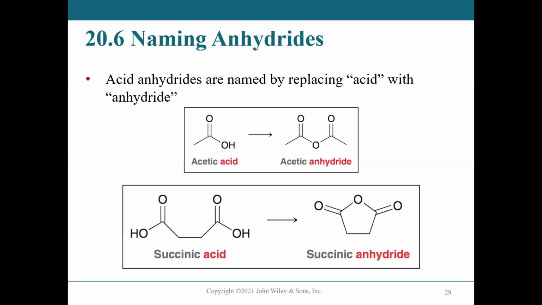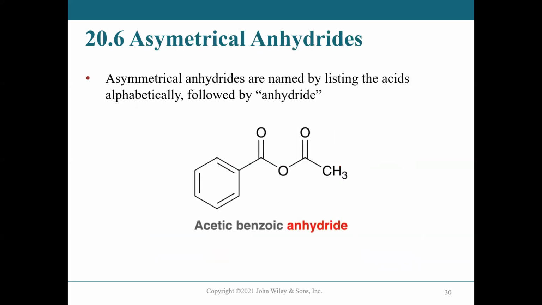Acid anhydrides are named by replacing acid with anhydride. So you can see this acetic anhydride, and we can see succinic anhydride on the bottom. And these are symmetrical anhydrides. You can see they're symmetrical, and there's also asymmetrical anhydrides. And here's one which is called acetic benzoic anhydride.